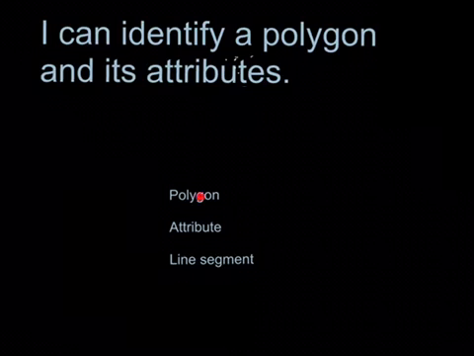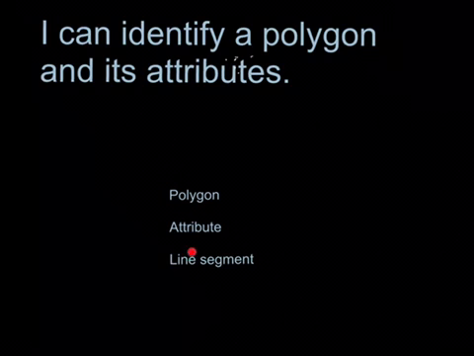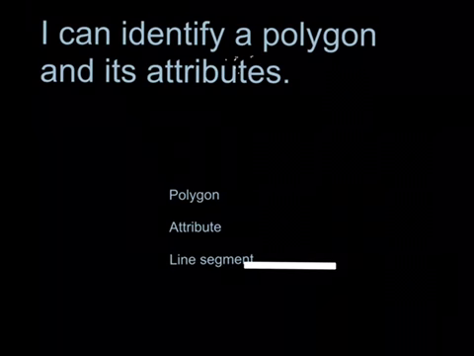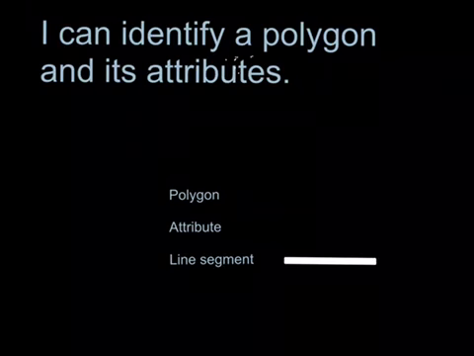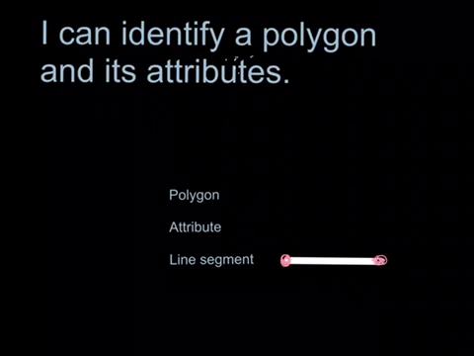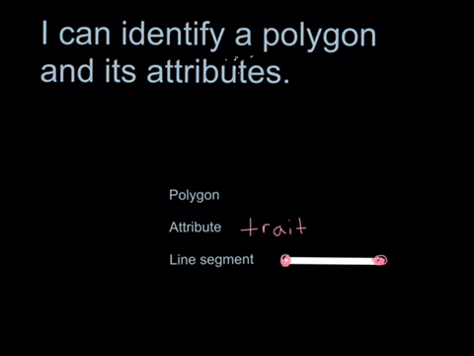So let's talk about what a polygon, attributes, and line segments are. Let's start down here with the bottom and looking at line segments. A line segment is a straight line that has a beginning and an end. So it has a beginning point and an end point, and it must be straight. If we're looking at attribute, attribute is another word for trait. And we've talked in class about physical traits and character traits. An attribute is a trait of a shape that you can physically see.